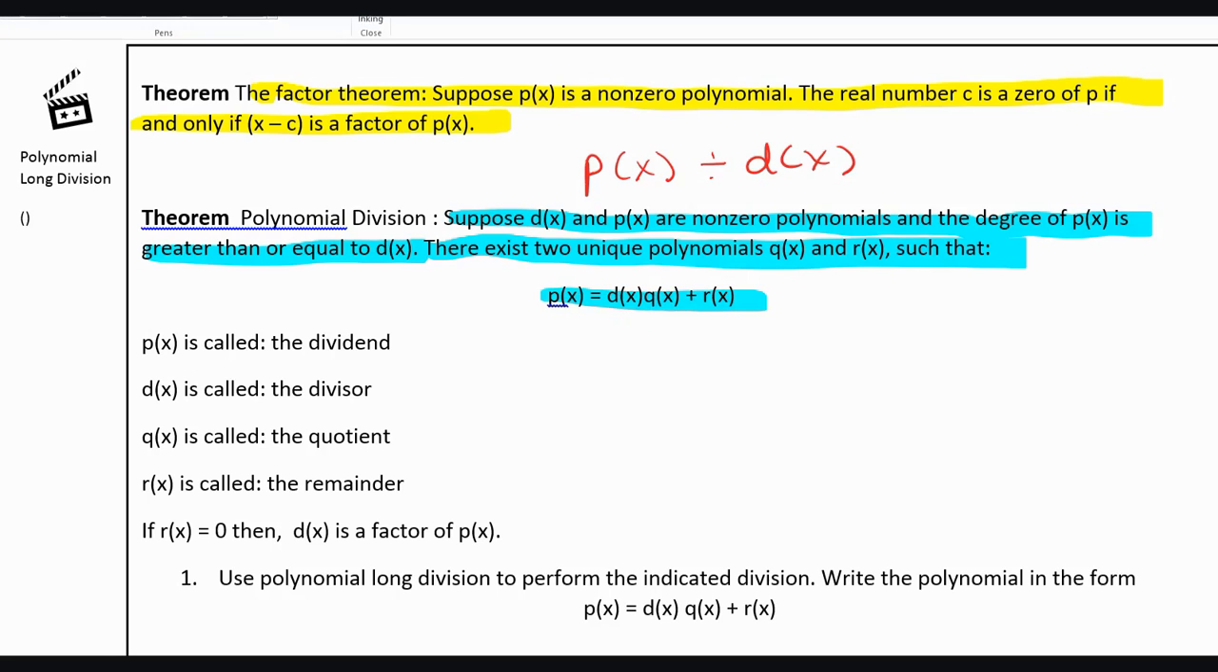Okay, so we have some terms here. So p of x, what we're dividing into, is called the dividend. What we're dividing into it, d of x, is called the divisor. We'll do long division just like you did with numbers. We'll have a bar, and what you get up top, that's called our quotient. And then if you have a remainder, we call that r of x. Now if the remainder is 0, then the divisor, what you were dividing into, is a factor of your polynomial, and that's what we're really looking for.